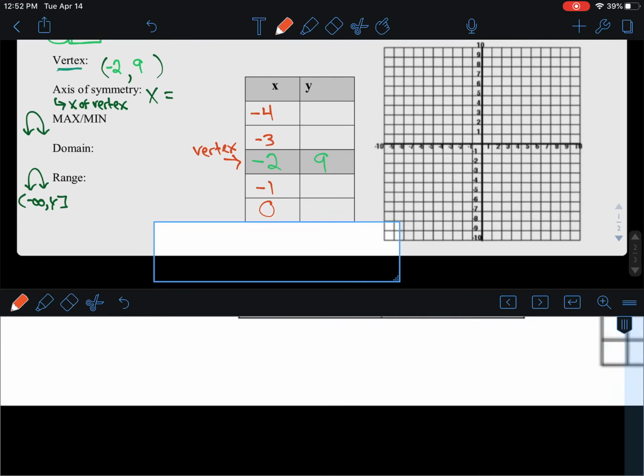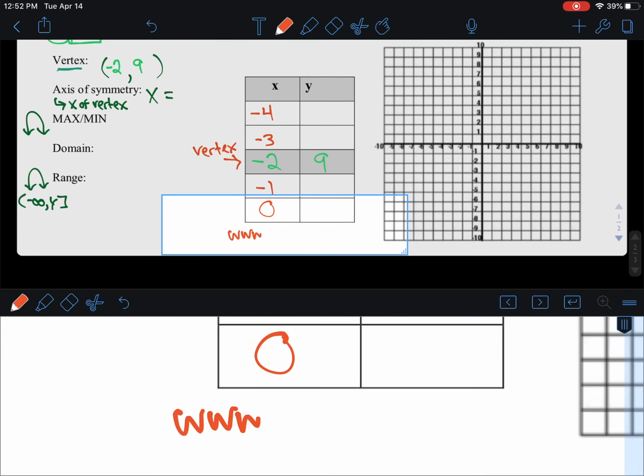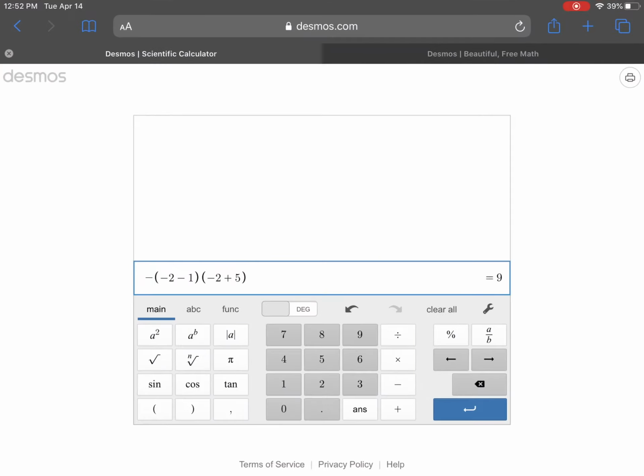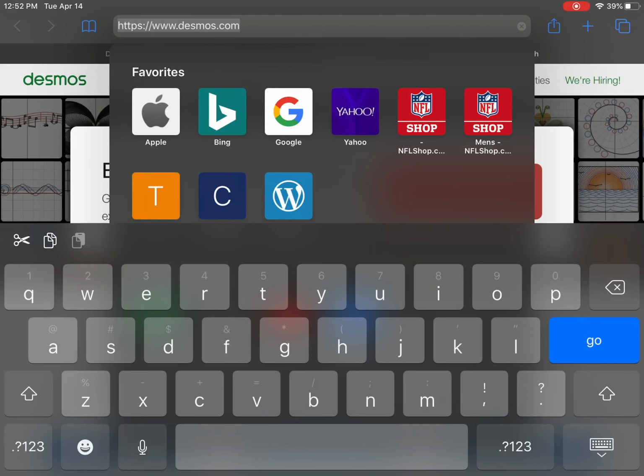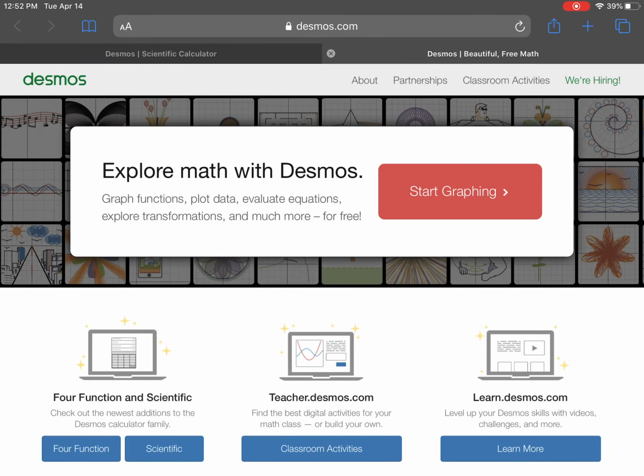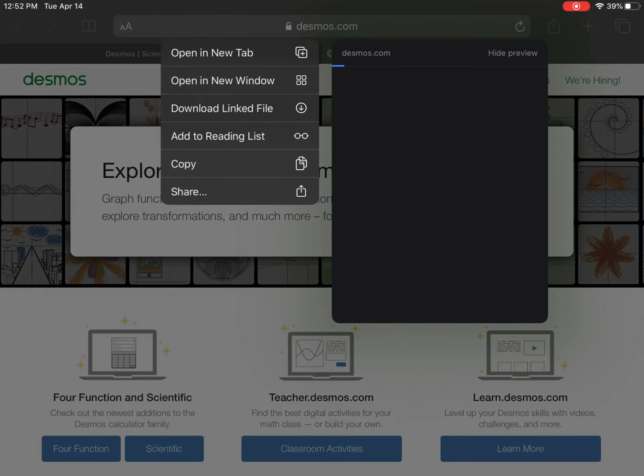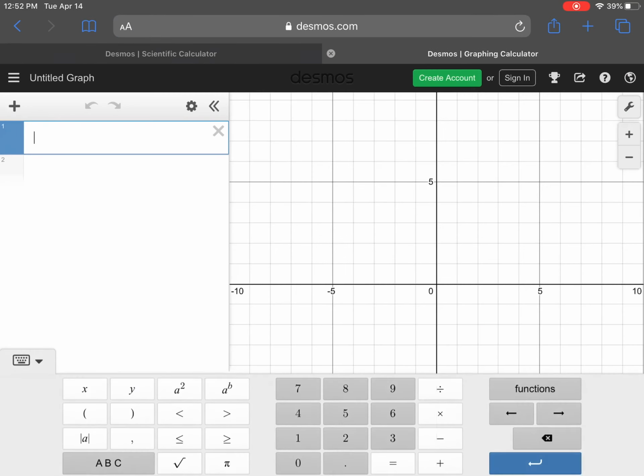Now again, what I'm going to do is go ahead and go to www.desmos.com to figure out the rest of this table. So I'm going to come here. What you do is, again, you just type it in, hit go, and this is the screen that pops up. You hit start graphing. So when you want to graph, you actually want to hit the graphing calculator.